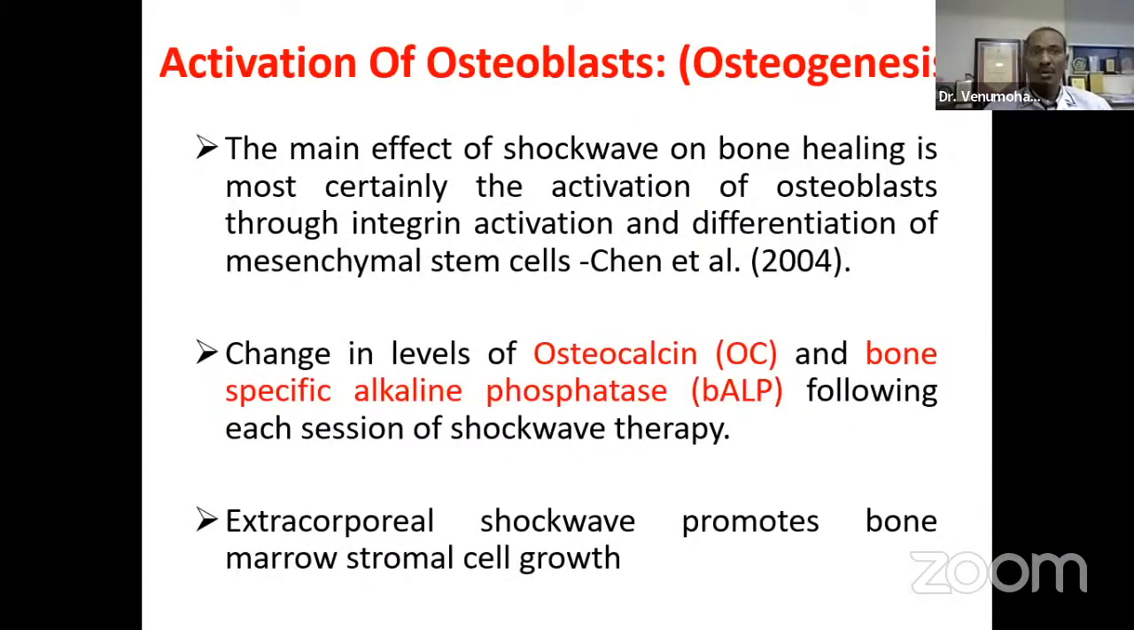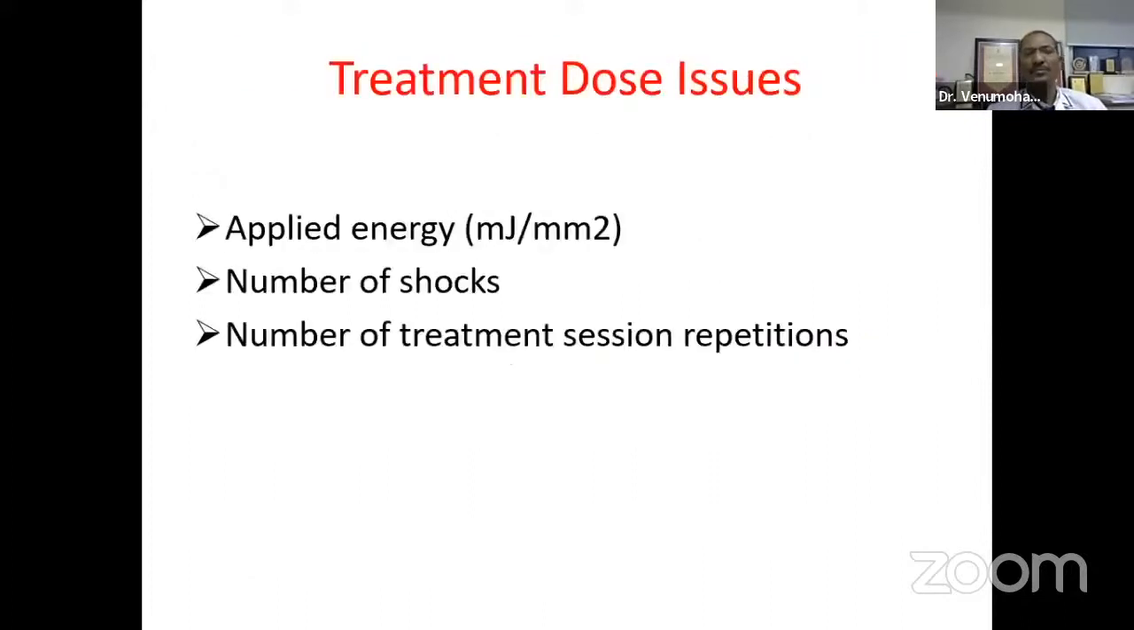Next, shockwaves are known for the activation of the osteoblasts. So the study done by Chen et al. shows that there is increase in the levels of the osteocalcin and bone-specific alkaline phosphatase after the treatment. So extracorporeal shockwave is known to promote the bone marrow stromal cells growth.